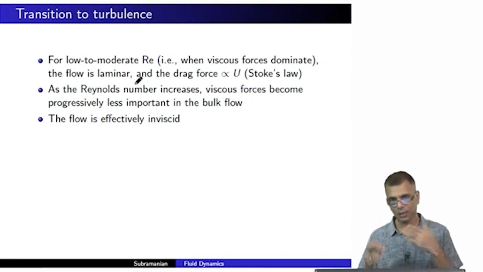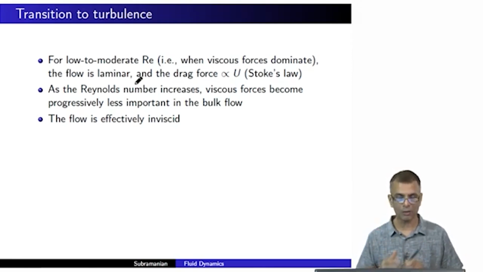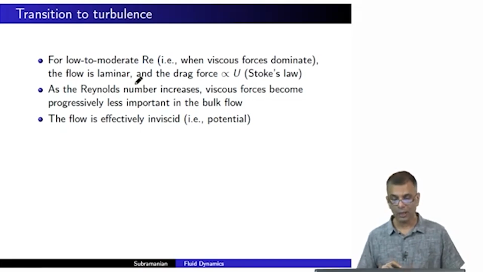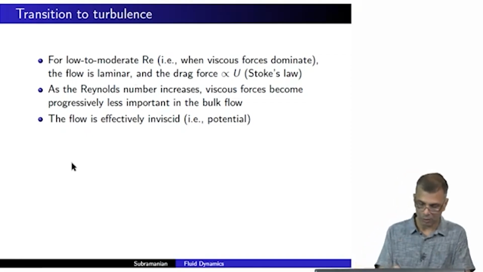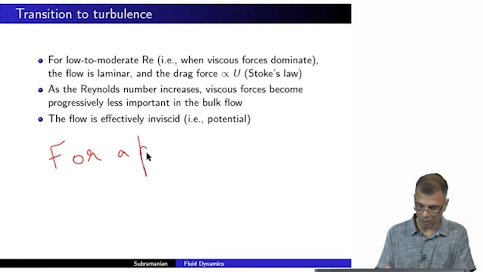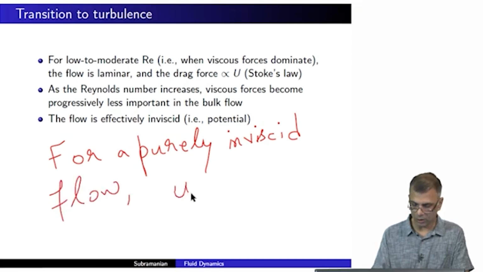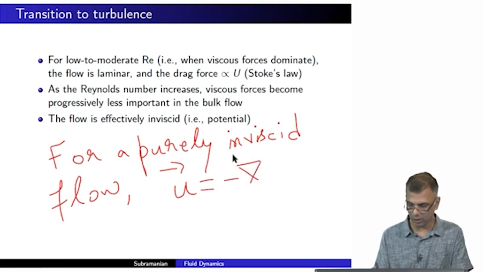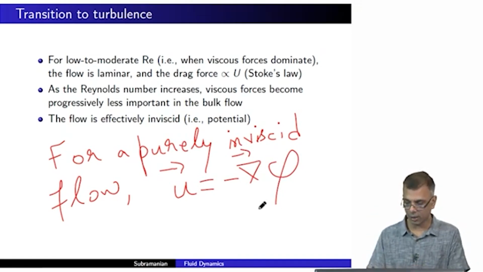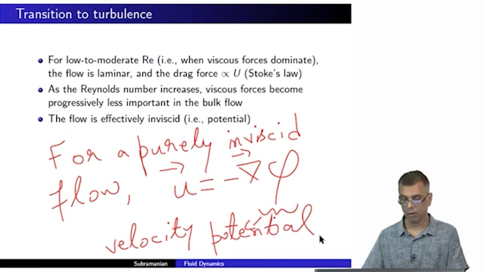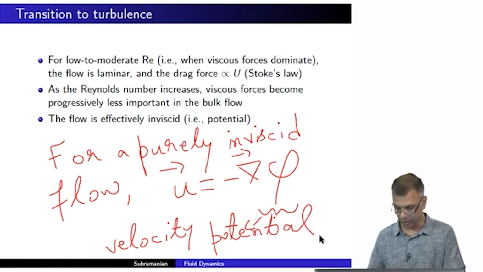Same thing. We're saying the same thing over and over again in slightly different language. It's useful to do this so that you turn the concept around in your head and it gets embedded well. And as we said earlier, for a purely inviscid flow, the velocity can be given as a gradient of a scalar potential, right? And this quantity is called the velocity potential. Right? We've seen this.